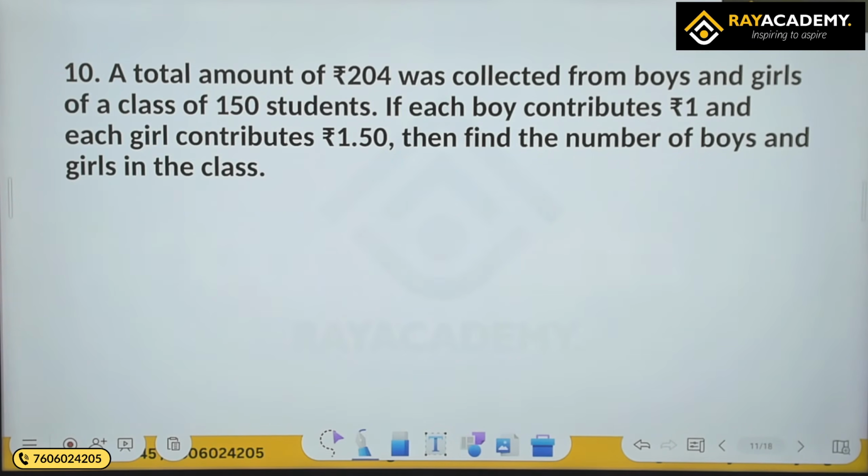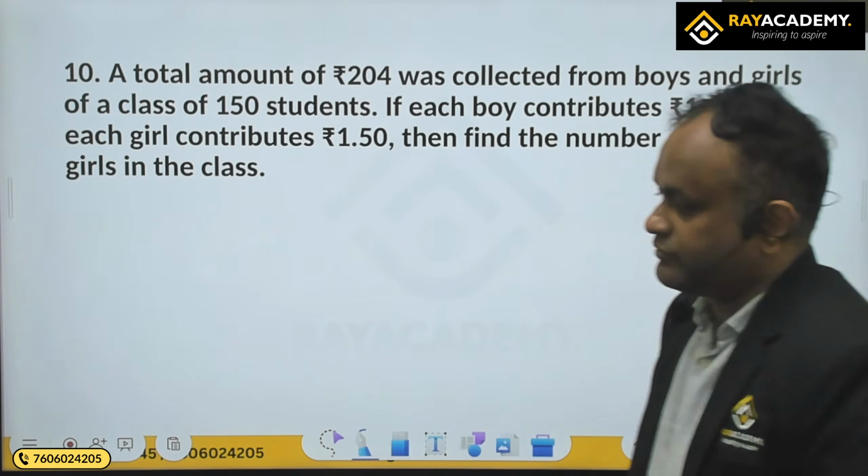Question number 10. A total amount of 204 rupees was collected from the boys and the girls of a class of 150 students. If each boy contributes 1 rupee and each girl contributes 1.5, then find the number of boys and girls in the class. How to do this question? This is simple, you do average. Alligation also we can apply, but better we will do the average method.